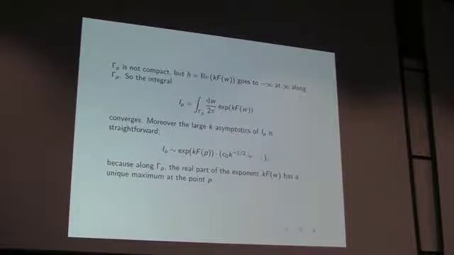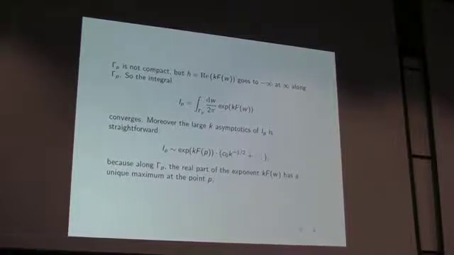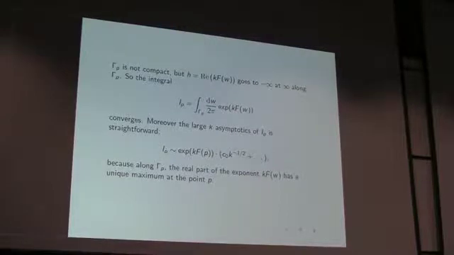When k goes to infinity, the cycle is defined so that the real part of the exponent has a unique maximum along the cycle. And for large k, that's going to dominate the integral. So for large k, the integral can be dominated by the value at the saddle points, with a series that you calculate by expanding around the critical point.